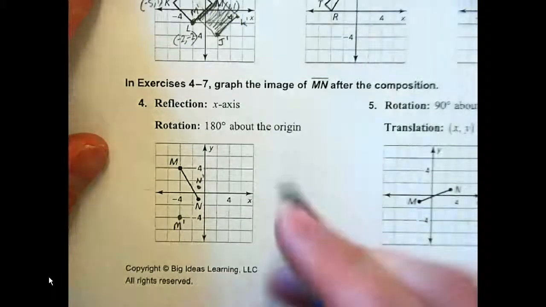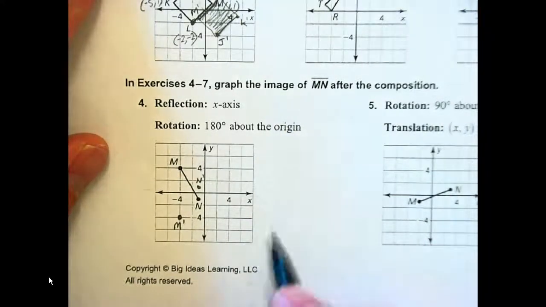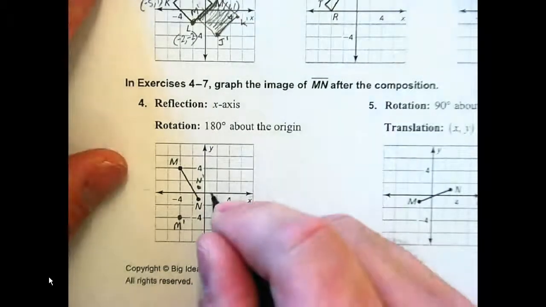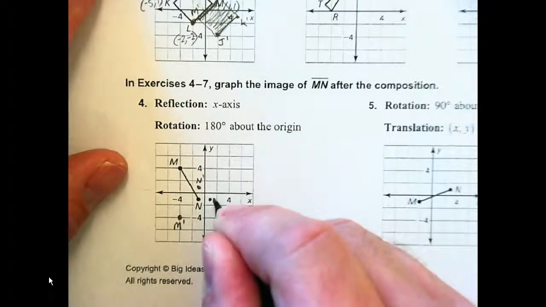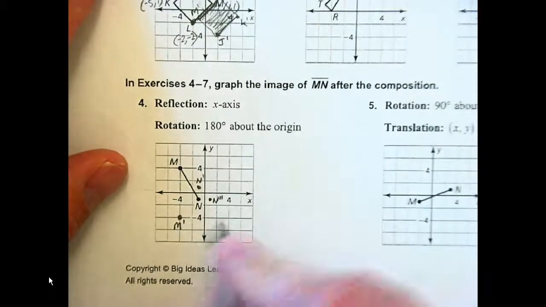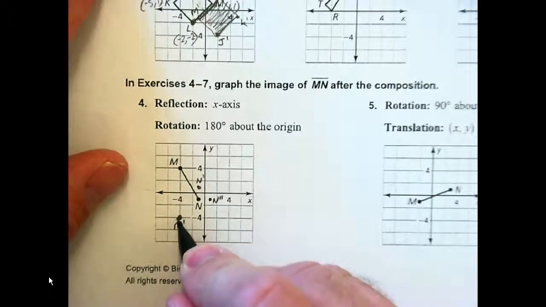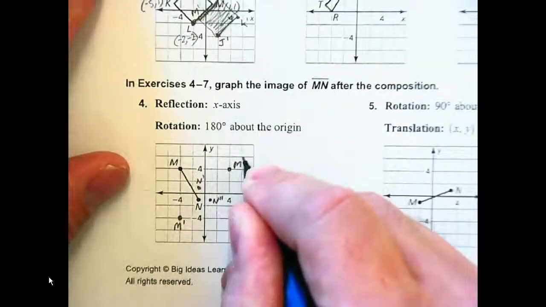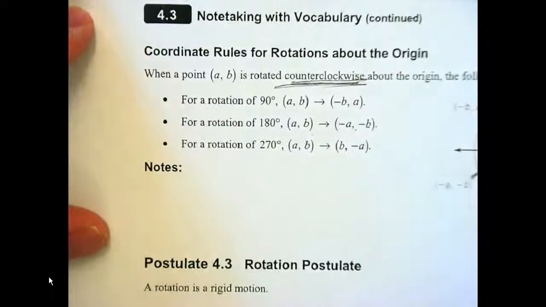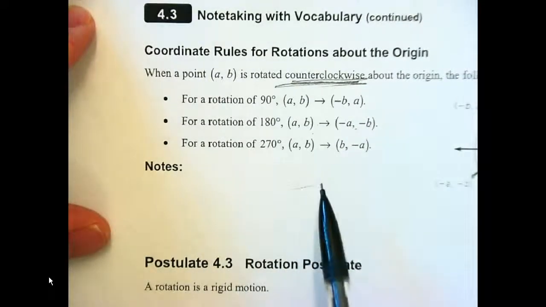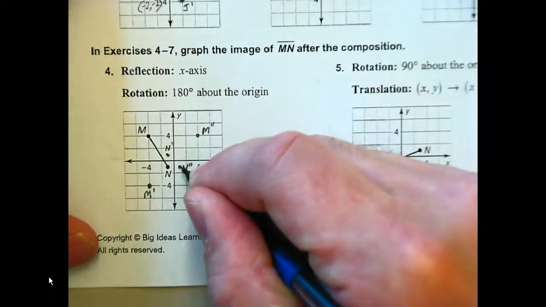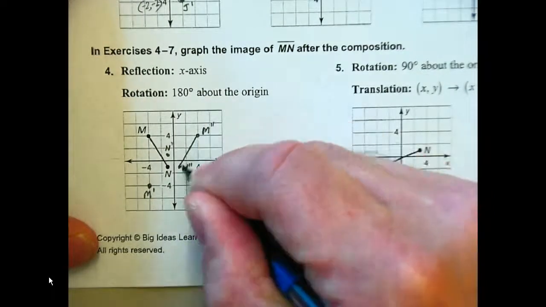Rotation 180 degrees about the origin. What was here at -1, 1 is now going to be at 1, -1. That's n prime prime. And what was at -4, -4 is now going to be at 4, 4. For those of you who are wondering how I'm getting that, I'm using this guideline up here. So my new figure would be that guy right there.